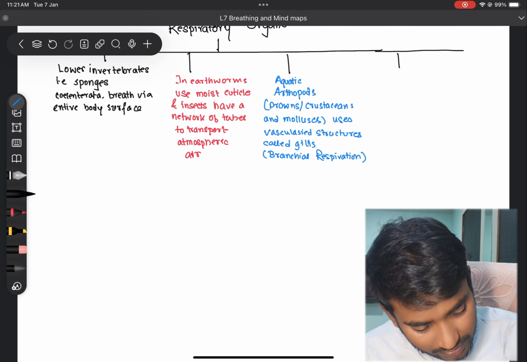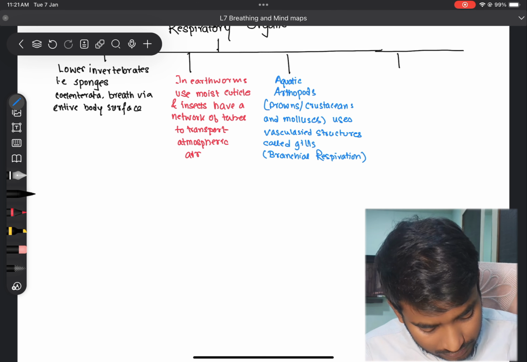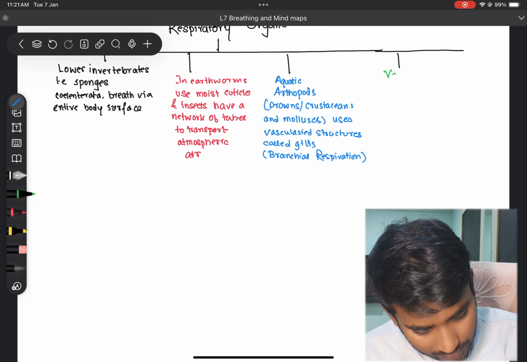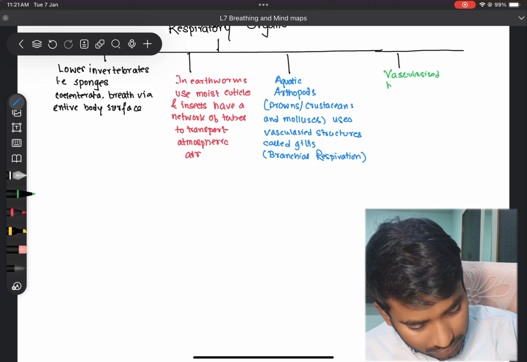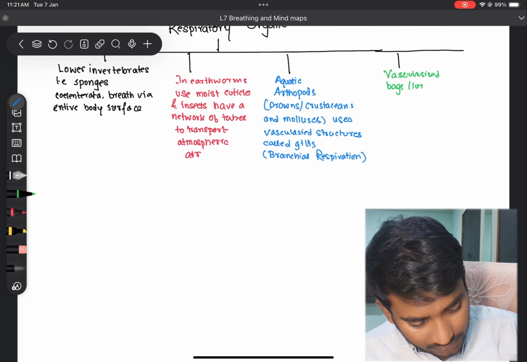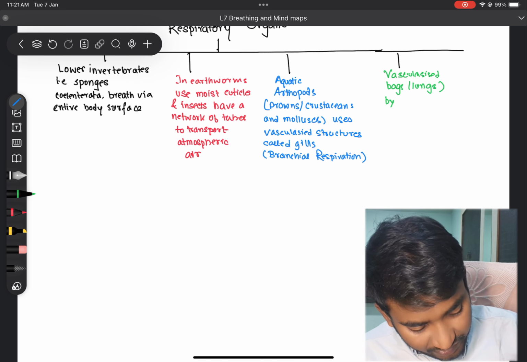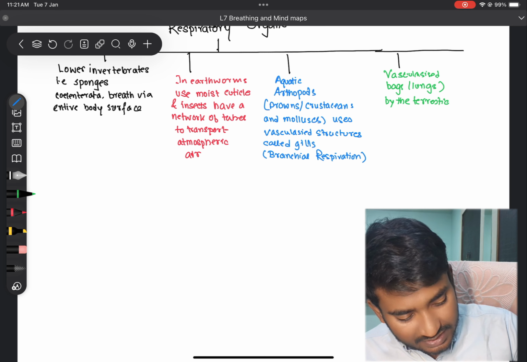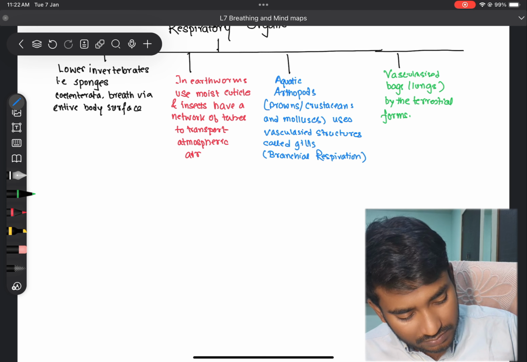Okay, now we come to the next: the vascularized bags called lungs, the pulmonary respiration. The vascularized bags called lungs are used by the terrestrial forms. Terrestrial means those who live on land.